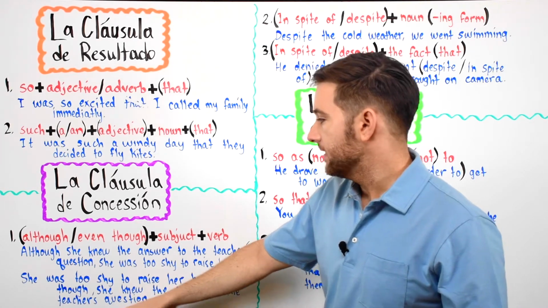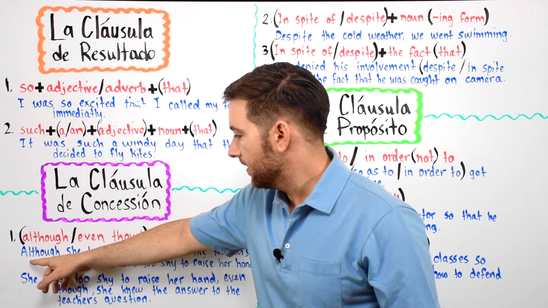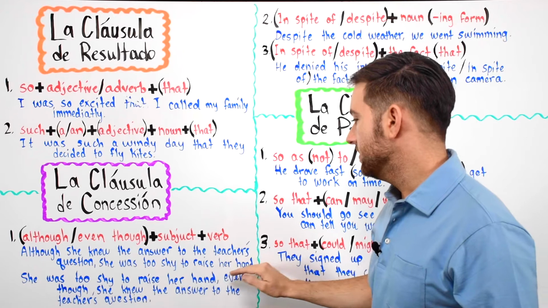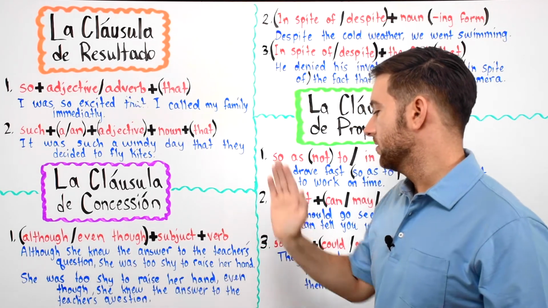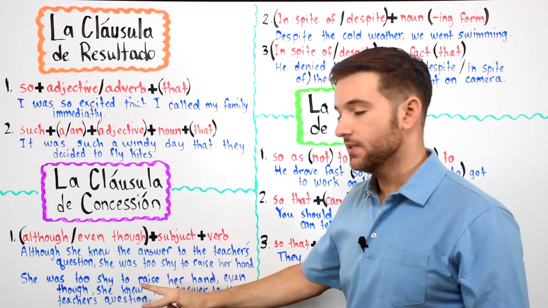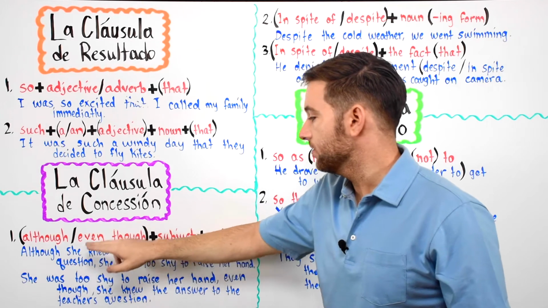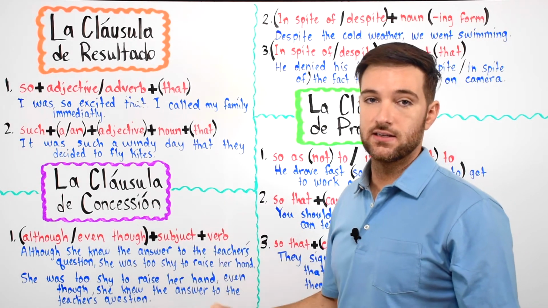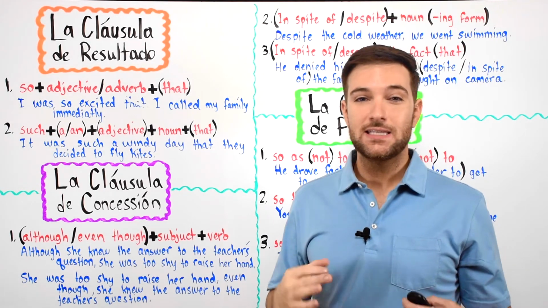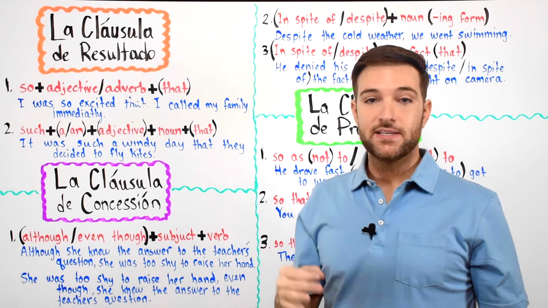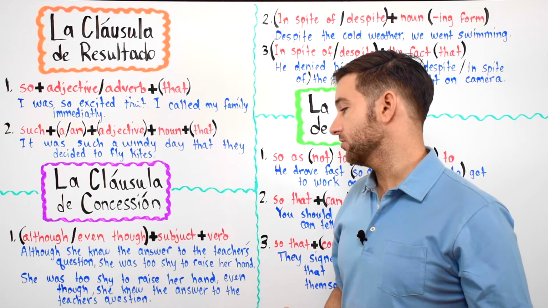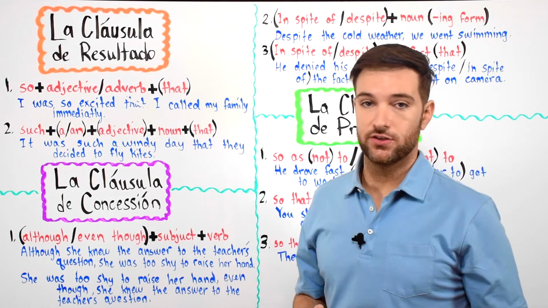And in this one right here, en este ejemplo, podemos decir, even though she knew the answer to the teacher's question, she was too shy to raise her hand. So again, it's switched, right? We have although and even though in the middle of the sentence, en el medio de la oración. So, ella era demasiado tímida para levantar su mano a pesar de que sabía la respuesta a la pregunta del profesor. Even though she knew the answer to the teacher's question.